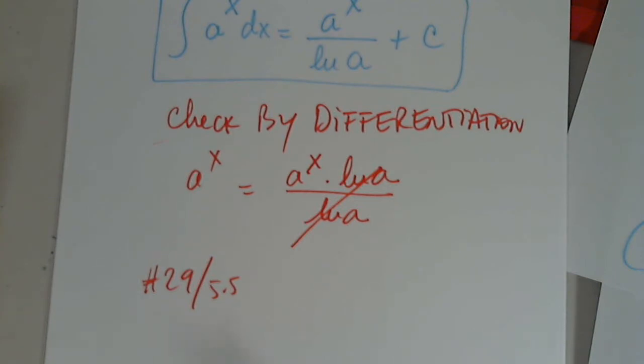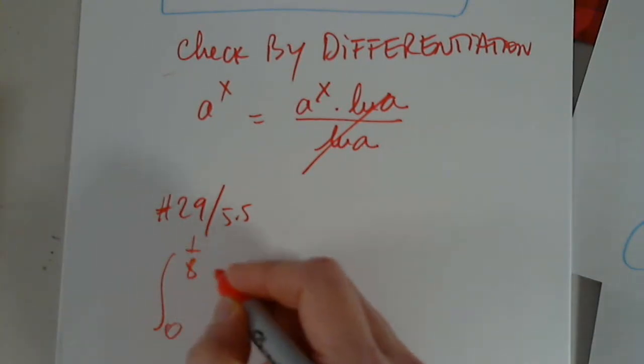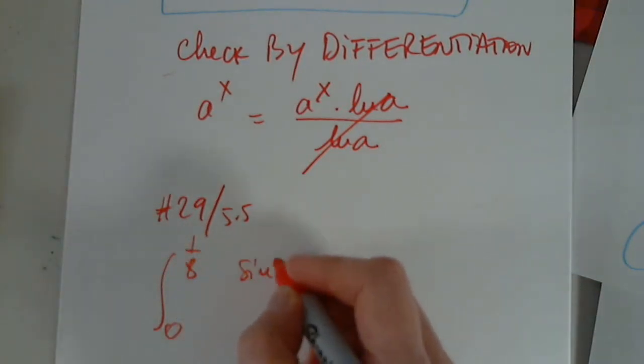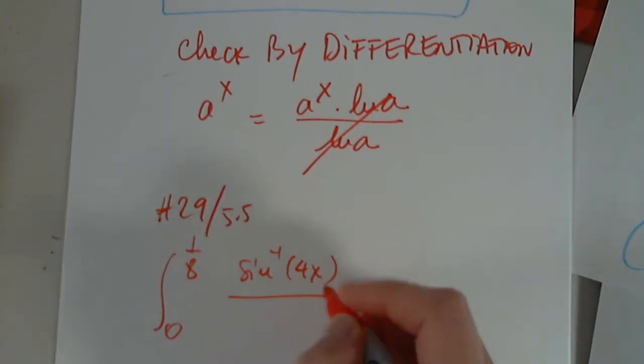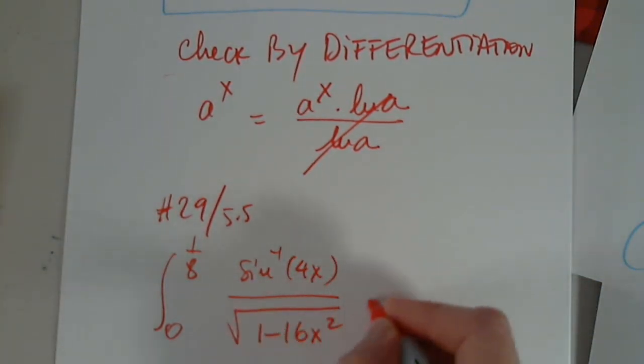I got it. We have the integral from 0 to 1 over 8 of sine inverse 4x over the square root of 1 minus 16x squared dx.